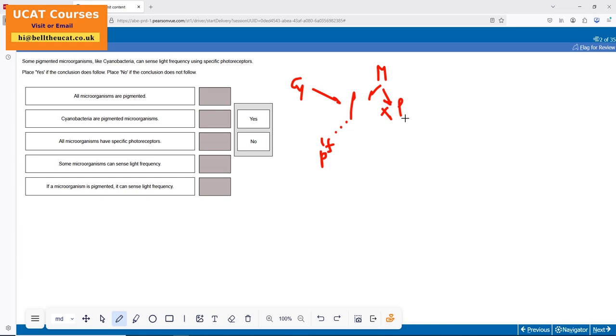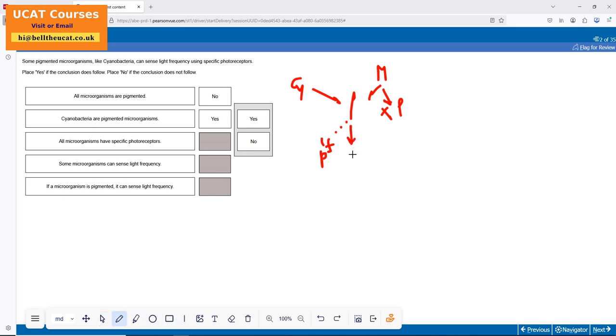All microorganisms are pigmented? No. Microorganisms are pigmented or not pigmented. Answer is big fat no. All micro-pigmented? No. There are some categories here. Answer is no. Cyanobacteria is a pigmented organism. Arrow goes from here. Answer is yes. Now, all microorganisms have specific photoreceptors? No. Sorry, I forgot to complete my Venn diagram.